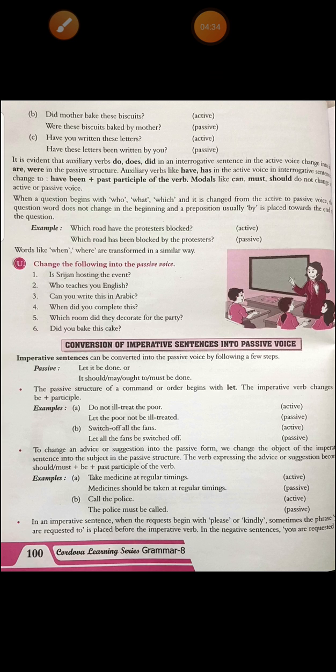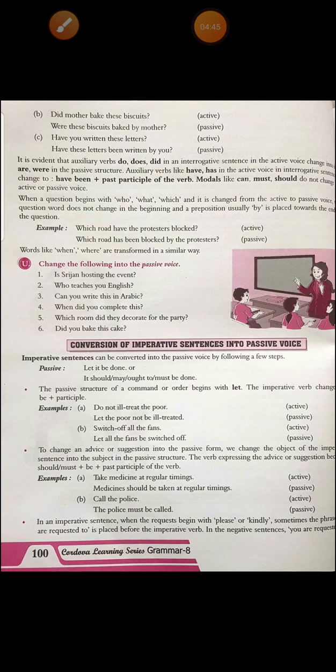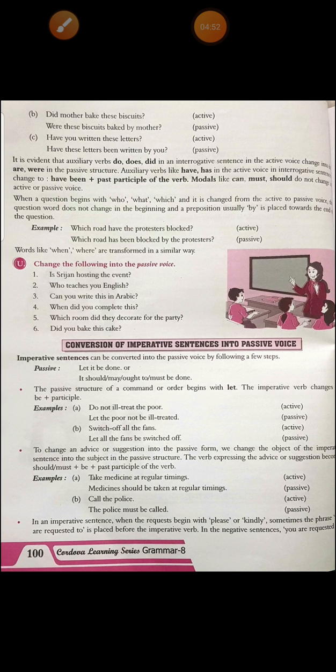Next is, did mother bake these biscuits? Were these biscuits baked by mother? Then, have you written these letters? Have these letters been written by you? Now, it is evident that the auxiliary verbs do, does, did in an interrogative sentence change into is, are, was, were. Alright, so do, does and did change into is, are, was, were.